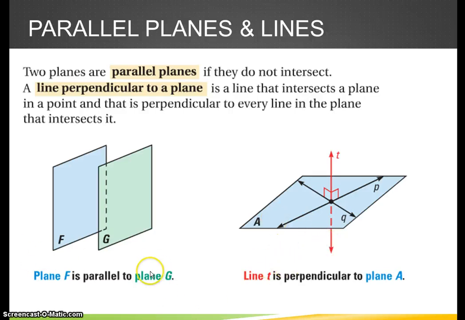Here's an example. Parallel planes right here, F and G. Hopefully that's self-explanatory. Over here, line T is perpendicular to plane A. Line T is vertical. Plane A is actually horizontal. So any point or line on that plane, line T will be perpendicular to.